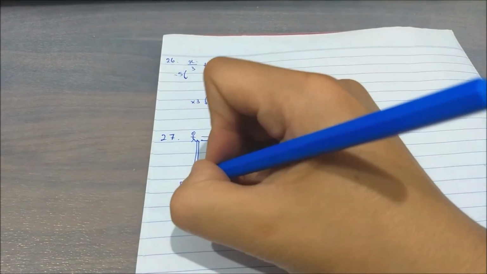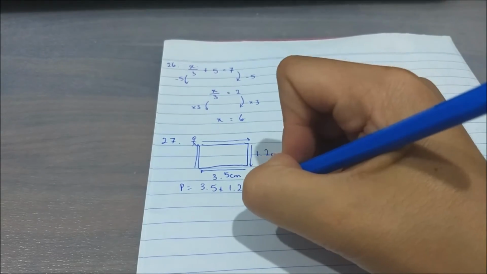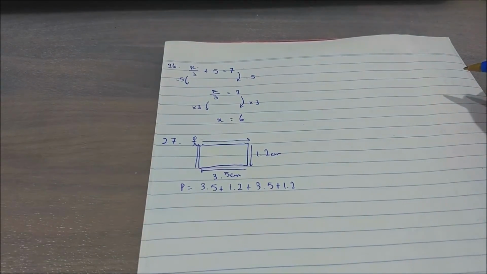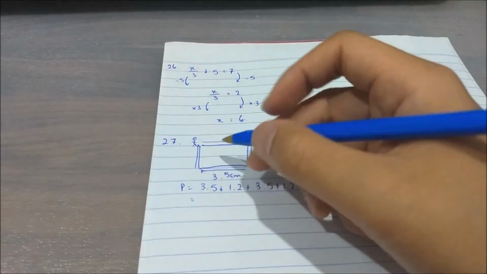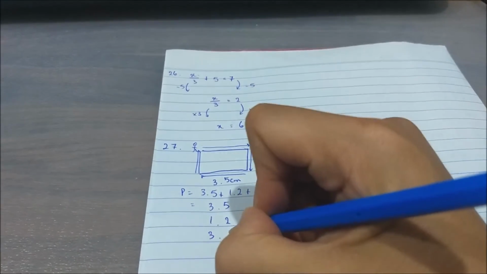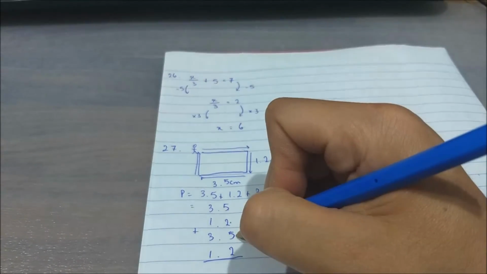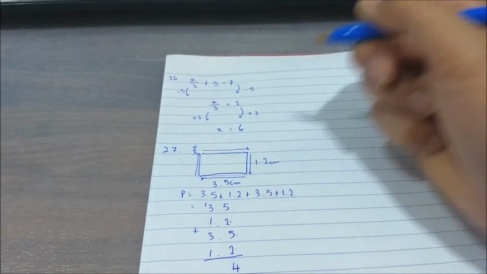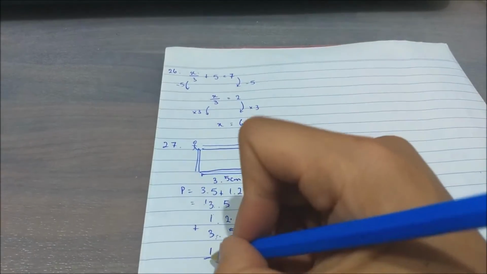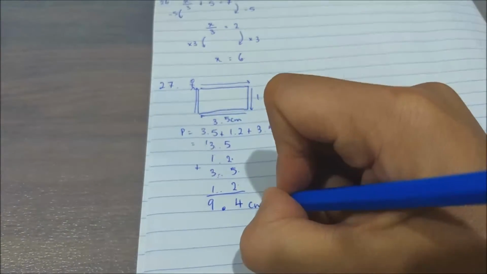So perimeter would be 3.5 plus 1.2 plus 3.5 plus 1.2. You can just line that up. I can do this in my head, but I'll just do it like this. 5 plus 2 is 7, 7 plus 5 is 12, 12 plus 2 is 14, carry 1, 1 plus 3 is 4, 4 plus 1 is 5, 5 plus 3 is 8, 8 plus 1 is 9. We can carry the decimal point down for this. Got to write our units as well, 9.4 centimeters.